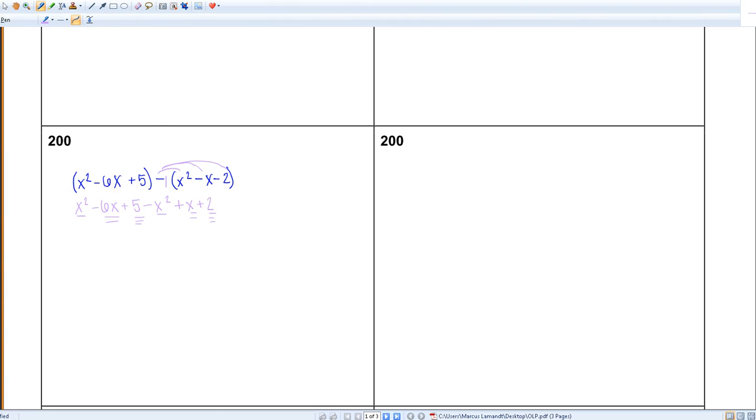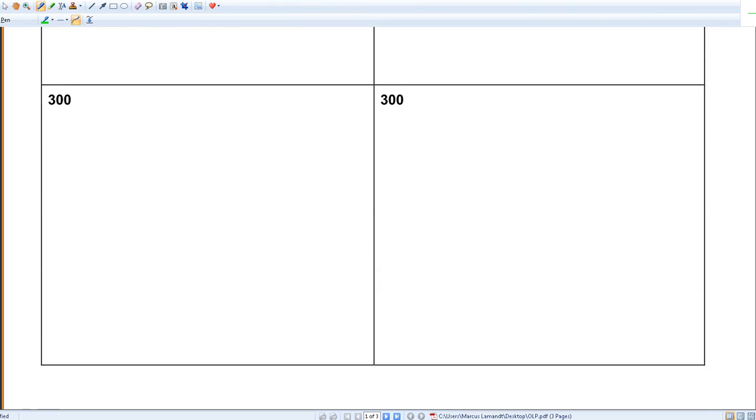Okay? Sorry, I just realized I made a mistake here. This was actually x squared plus x. So after I distribute the negative, it'll be a minus x down here. So negative 6x minus x is negative 7x, and 5 plus 2 is 7. So I'm left with negative 7x plus 7.